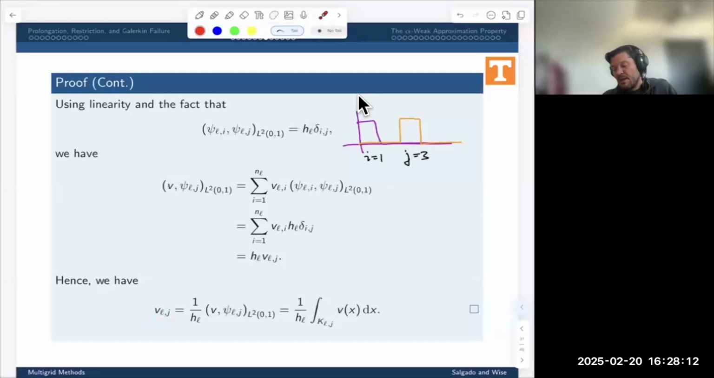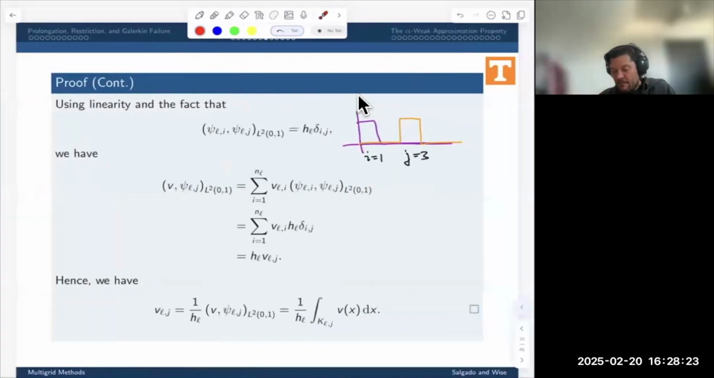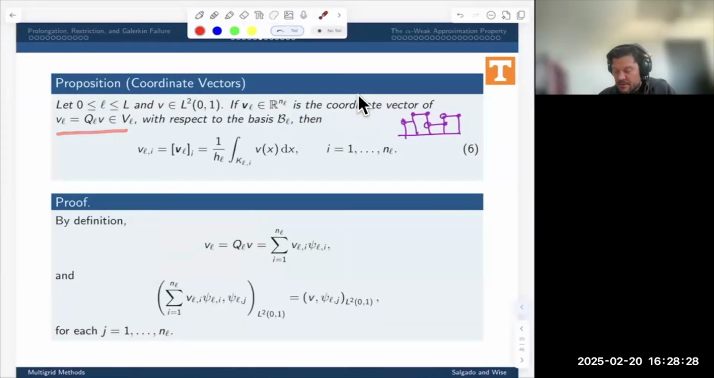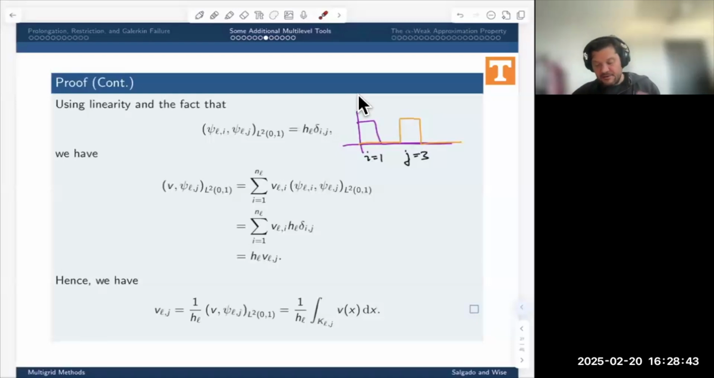So that's how I calculate the coordinates of the representation, or the coordinate vector, of this guy with respect to that basis. That's how I calculate those coordinates, and therefore that's how I can calculate what this object is. And it just works out to be an average integral over a cell. That proves two things. First of all, it shows that my definition is well defined, makes sense, and it gives you a characterization for that solution. So it takes care of two things all at once.